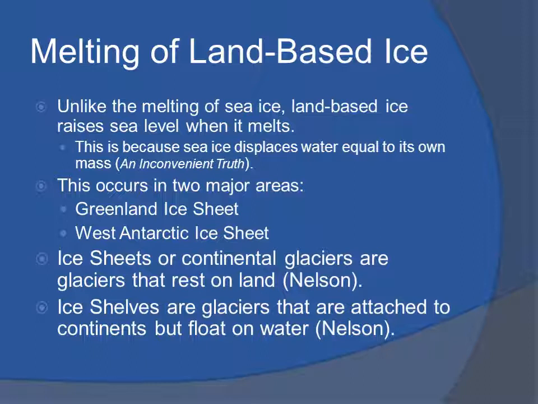Ice shelves are glaciers that are attached to continents but float on the water and don't really contribute much to sea level rise when they melt. But they are important in that they support ice sheets and keep the ice sheets from flowing into the ocean. And ice sheets are just continental glaciers because their mass is supported by the land, so they don't really contribute to sea level rise until they melt.